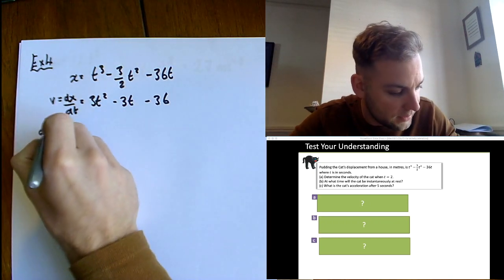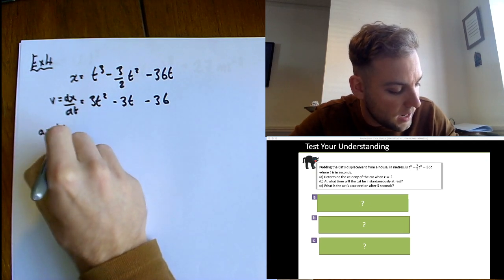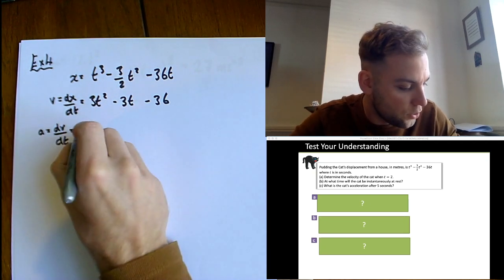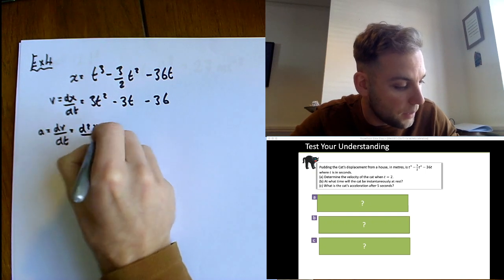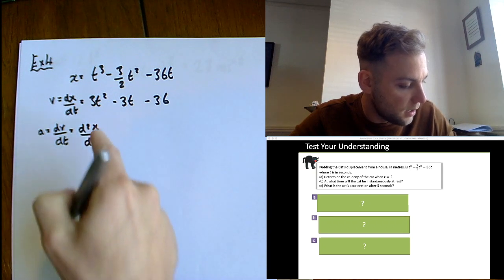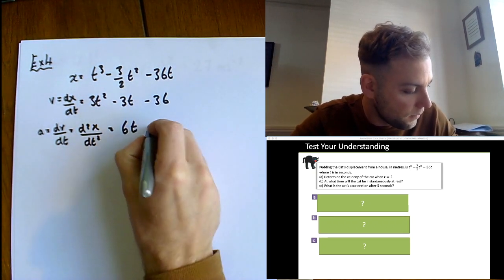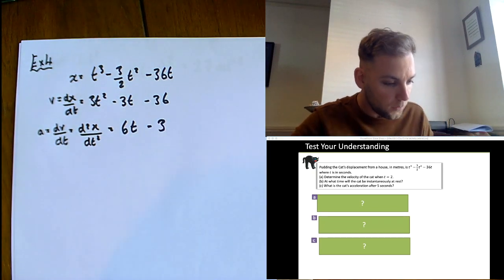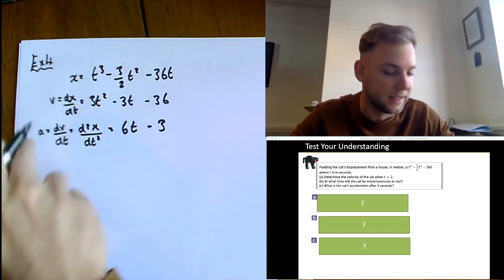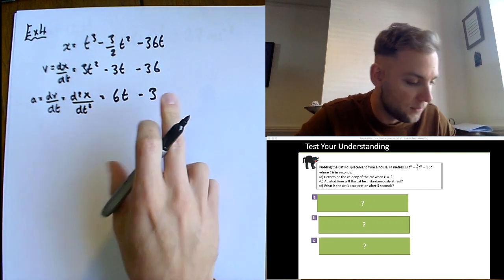I'll also work out the acceleration straight away, which is the change in velocity over time, equal to d2x by dt squared. Let's differentiate this one, which is going to be 6t minus 3. Brilliant. So now I've got the displacement, the velocity, and the acceleration. The next thing is to think about this question.